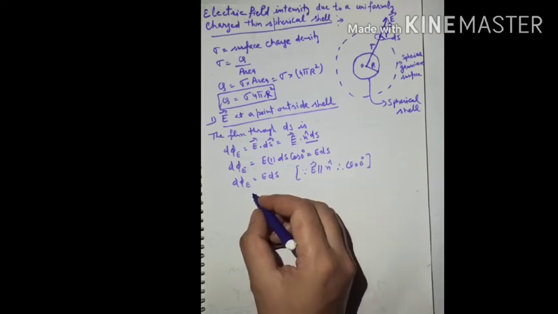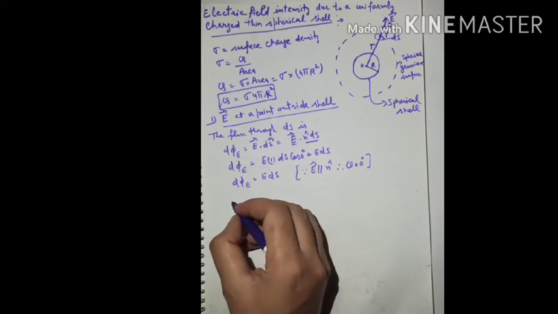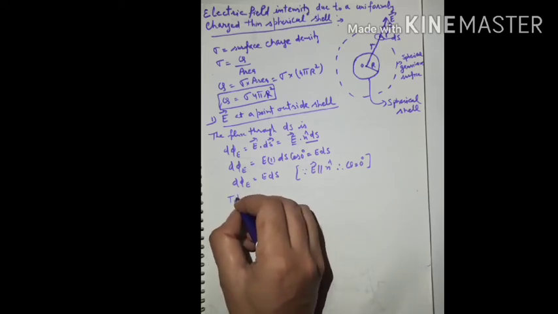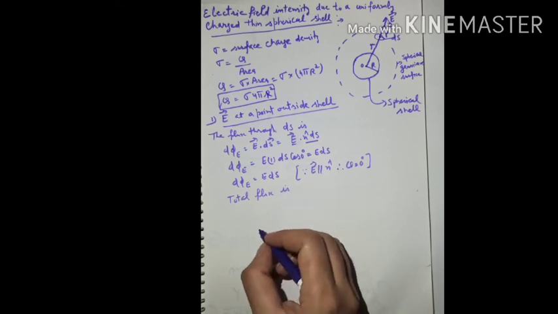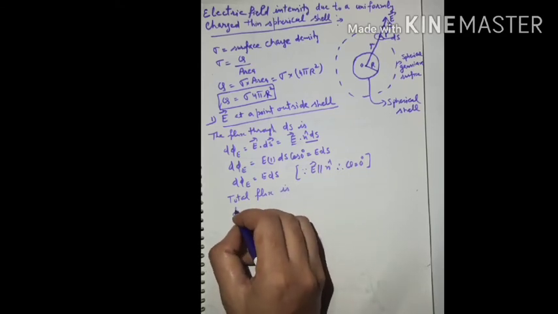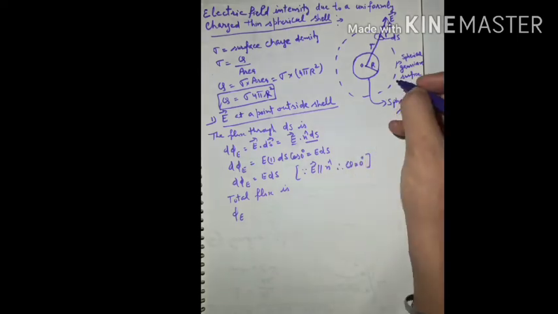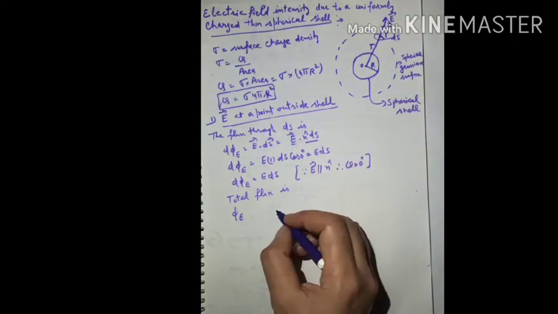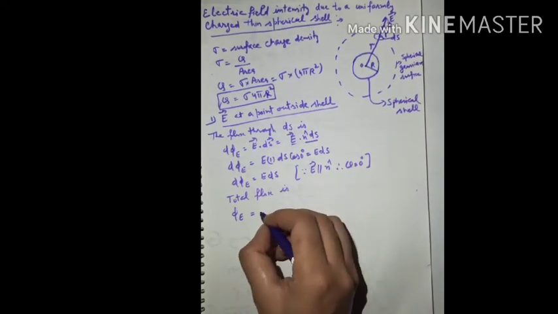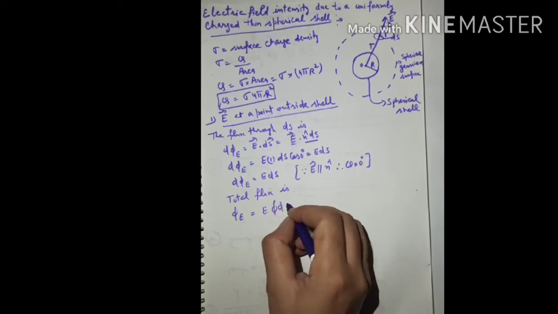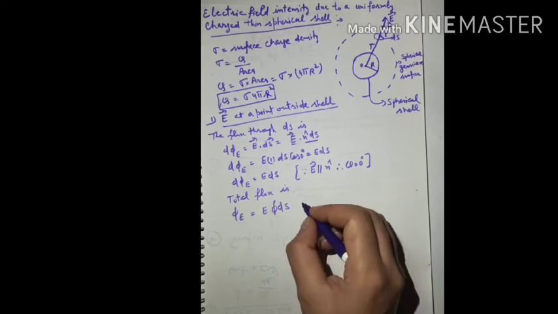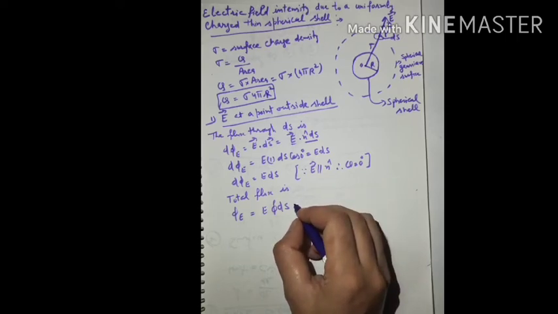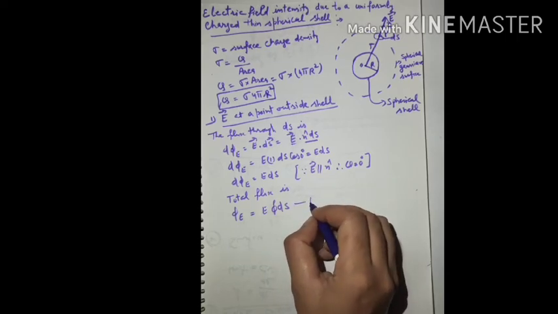So the total flux through the whole area is given by phi is equal to the integral of E ds over the surface S. Say that this is equation number 1.